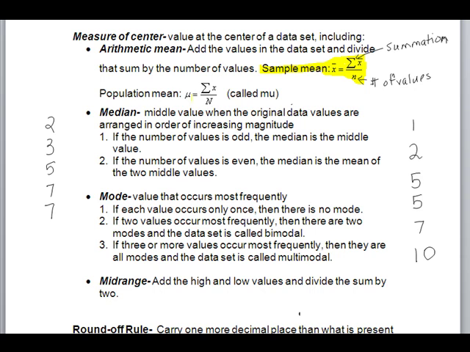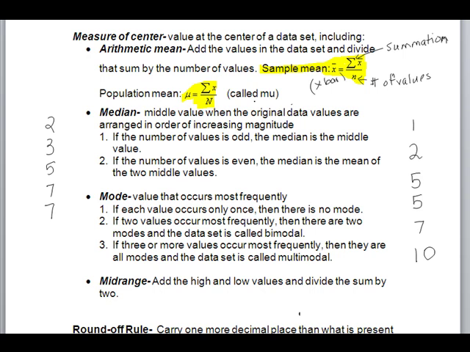And if we're working with a population mean, the formula is very much the same. It's the sum of the x's, and those are all the values. We add up all the values and divide by the number of values. So you can see a capital N indicates the number of values in the population. And so again, this one is called an X bar. And mu is a Greek letter that's used to represent the population mean.